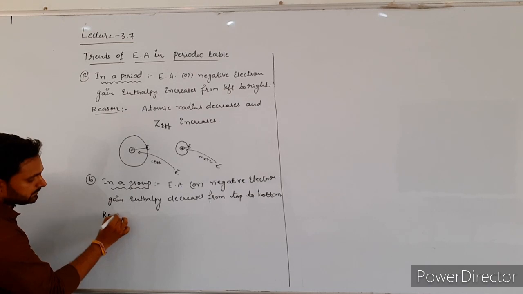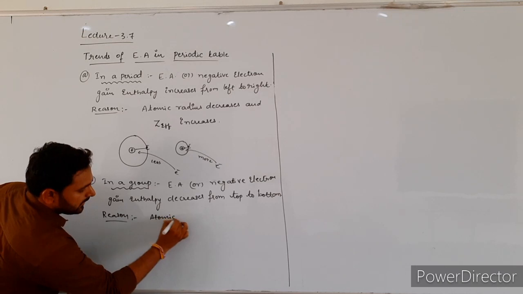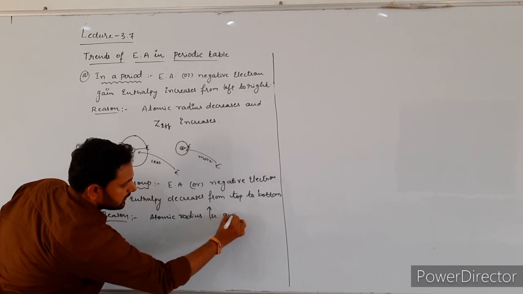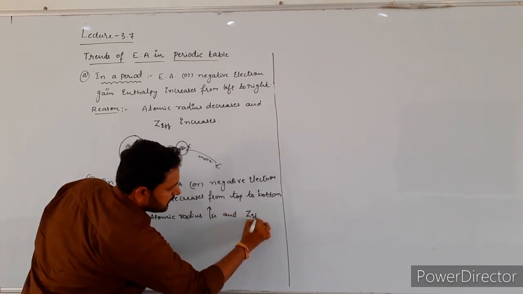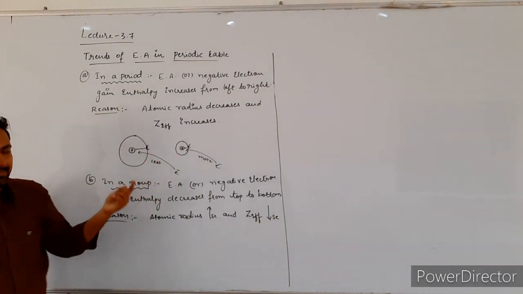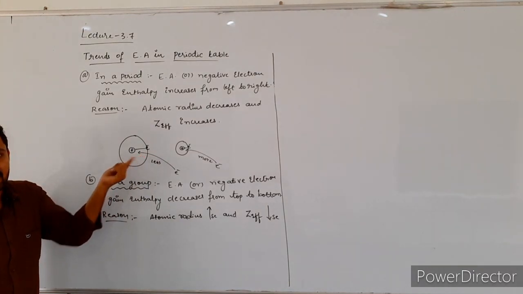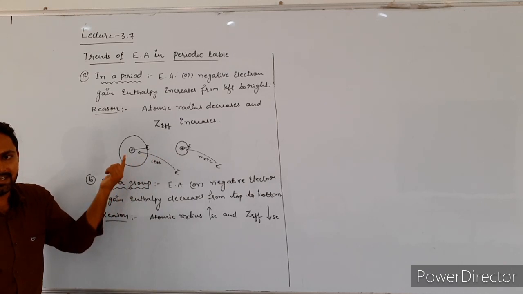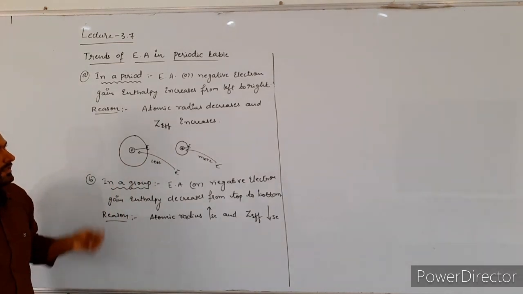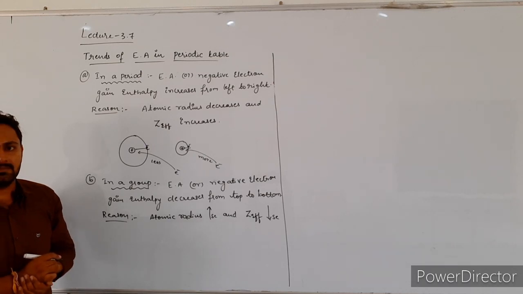The reason is atomic radius increases and effective nuclear charge decreases. Just the reverse here. As atomic size increases, distance increases. As distance increases, effective nuclear charge decreases. So the electron affinity decreases. These are the trends of electron affinity in the periodic table.